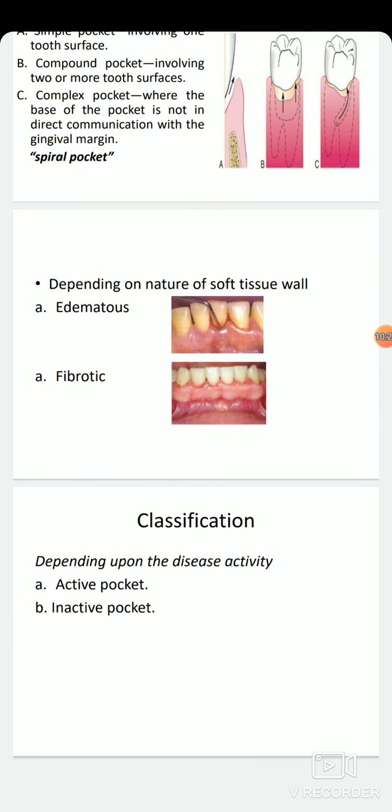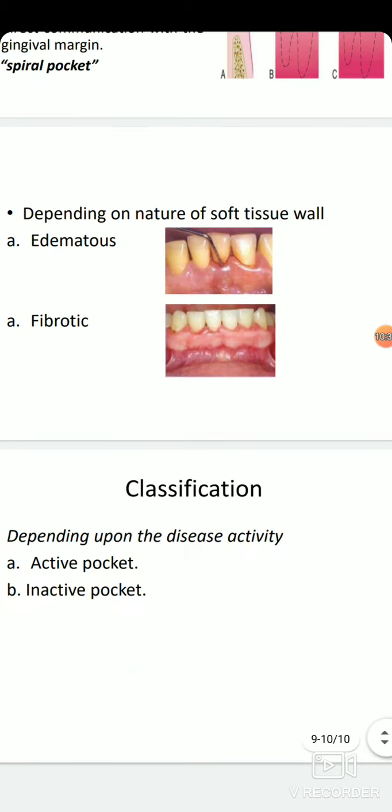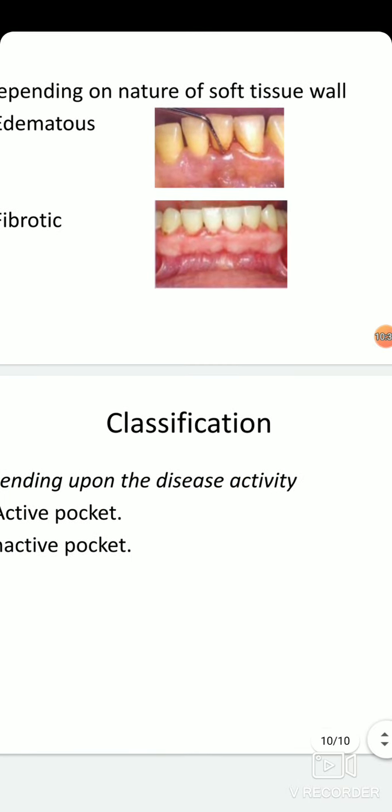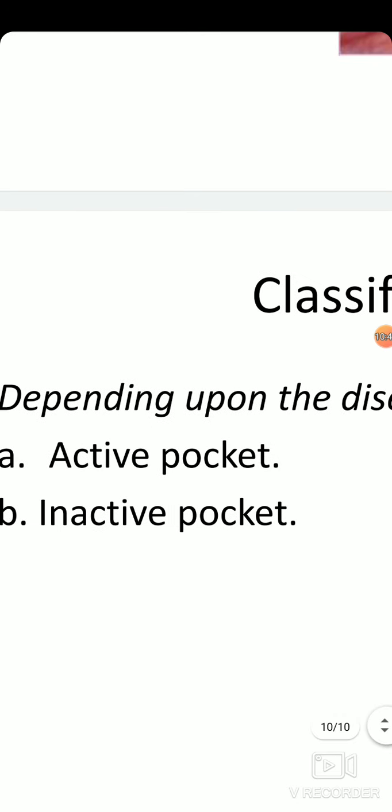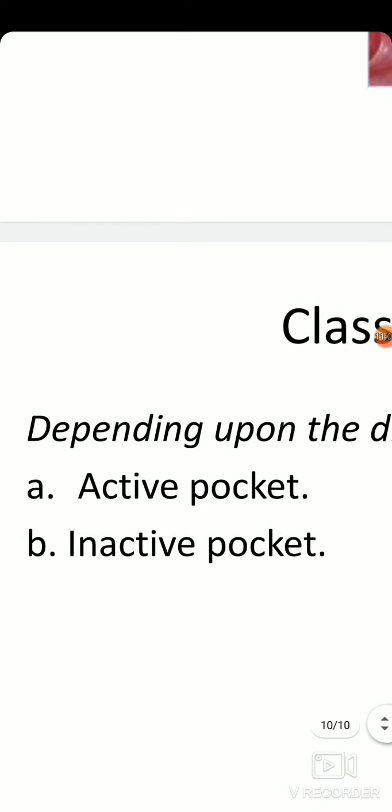Based on disease activity, pockets can be classified into active and inactive pockets. So what is an active pocket and what is an inactive pocket? Active pockets are pockets associated with bleeding on probing. That means the disease is actively involved and progressive. Whereas inactive pockets are noticed after periodontal treatment, when the patient completes the treatment.